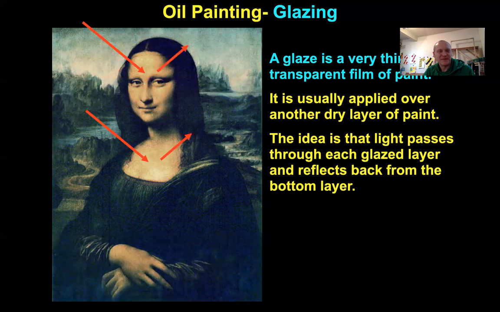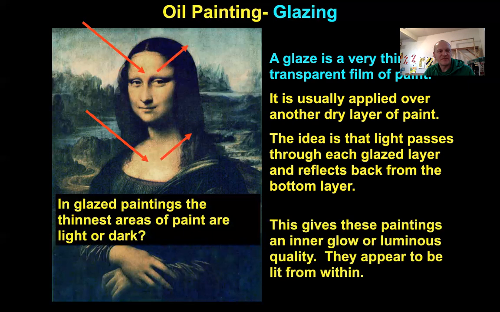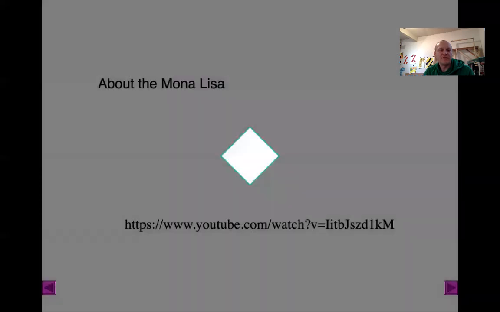Light coming in, light bouncing off. So the darker areas are going to be thicker because they're not letting as much light pass through. Lighter areas are going to be thinner because they're letting a bunch of light go into the painting and bounce back at our eyes. Here's a little movie, not a movie really, a short about the Mona Lisa.